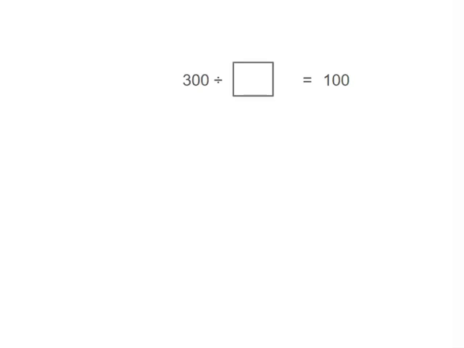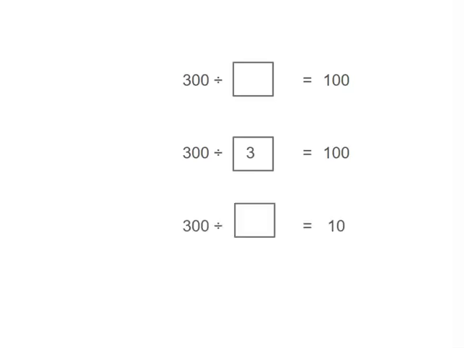300 divided by something equals 100. Well, 300 divided by 3 equals 100. What about if we had 300 and we divided it by something to get 10? Well, 10 is 10 times smaller than 100, so to get an even smaller number as our answer, we need to divide by an even bigger number than 3.